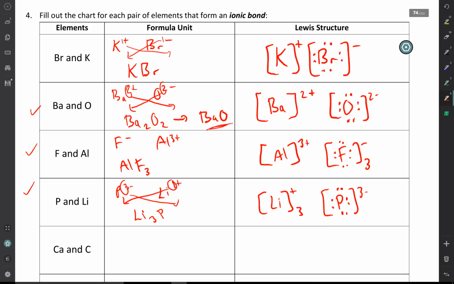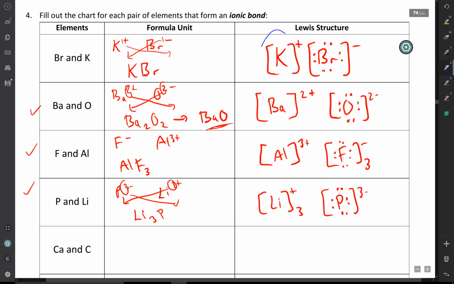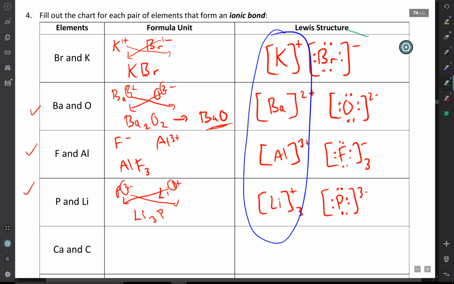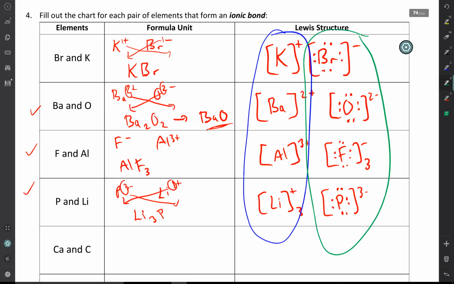Hopefully you see that they look very similar. Again, we talked about this before, but just to kind of drill it home, your cation always has an empty octet of electrons around it, no dots, and your anions are always going to have a full octet of electrons. Keep the charges outside of the brackets, and feel free to use subscripts where needed.